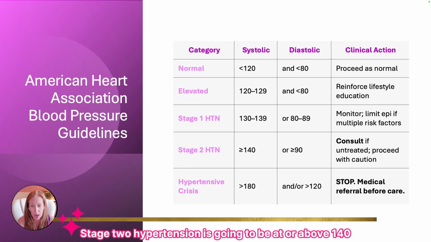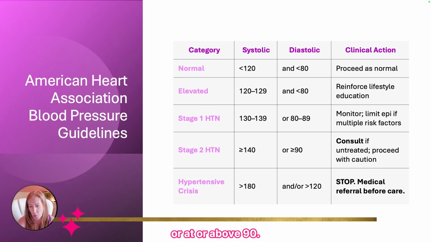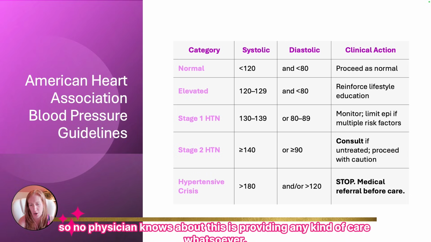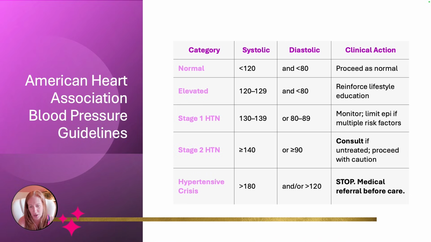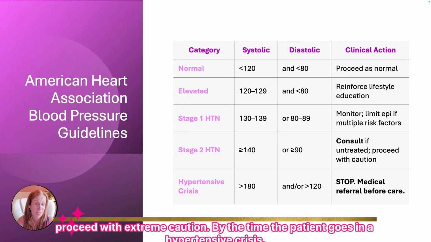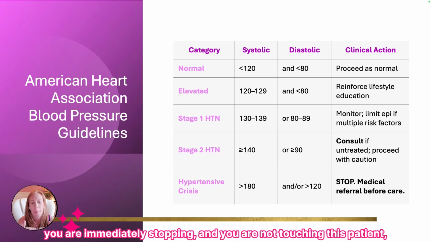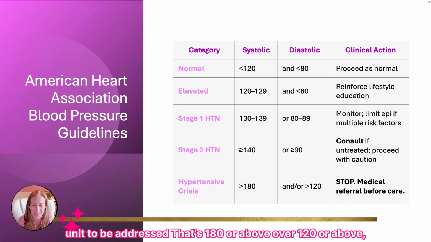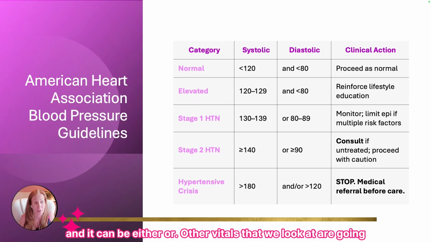Stage 2 hypertension is going to be at or above 140 or at or above 90. This is where, if the patient is completely untreated, so no physician knows about this or is providing any kind of care whatsoever, you want to make sure that you're sending a consult and you're going to proceed with extreme caution. By the time the patient goes into hypertensive crisis, you are immediately stopping, and you are not touching this patient. You are immediately referring them to an emergency care unit to be addressed. That's 180 or above, over 120 or above, and it can be either or.